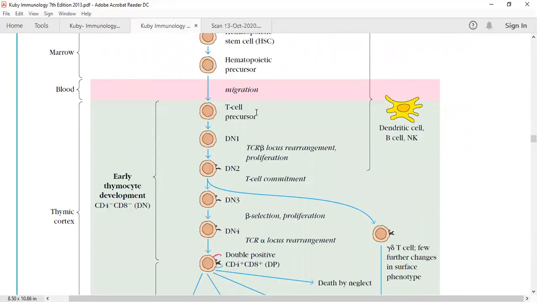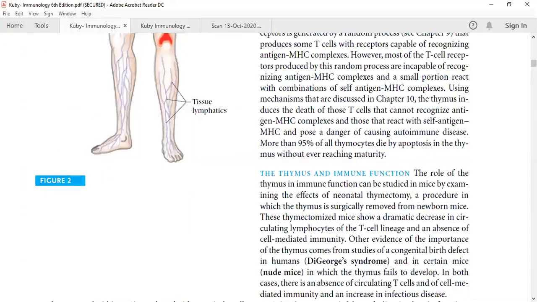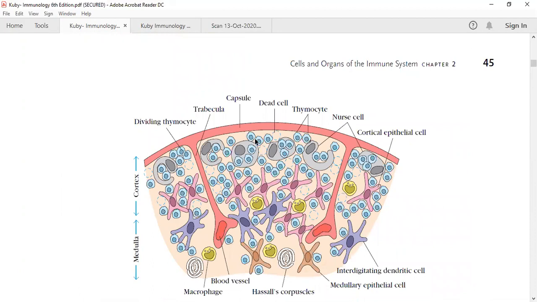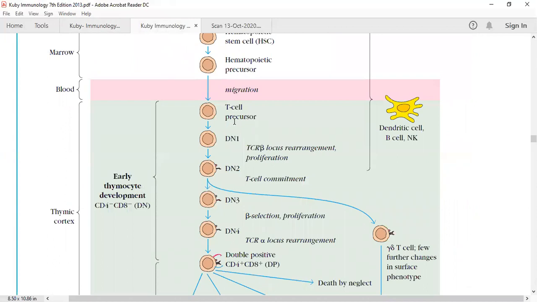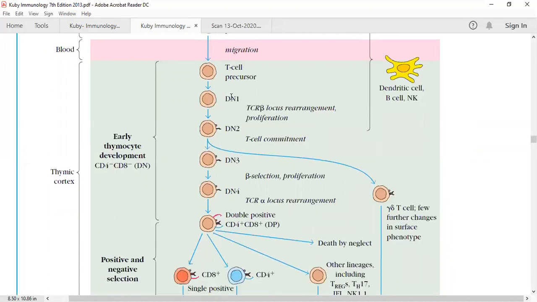Finally, when the T cell precursor comes into the thymus, as I showed you in the diagram, it will first be present in the cortex region. This cortex region has a large number of immature thymocytes. Now, why are these called immature T cells?